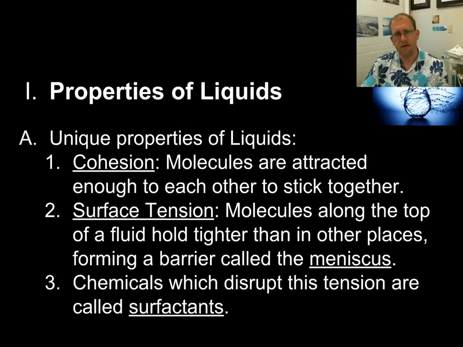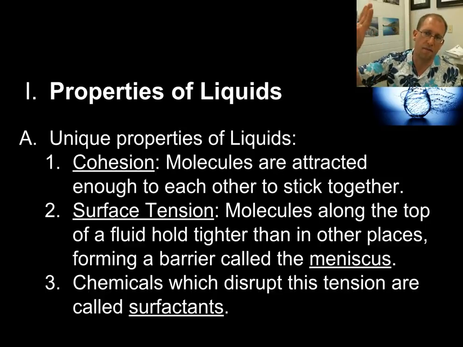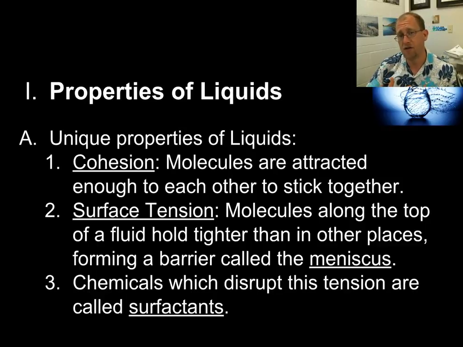Surface tension: because the molecules like to cohere, because they like to stick to each other, when they're at the edge of their fluid and they're interacting with the air above, they tend to hold tighter to each other at the surface of the fluid than they hold to each other in the body of the fluid. And so molecules along the top hold tighter than in other places, and that forms a layer, kind of like a skin of the liquid, called a meniscus. Now the meniscus is just the same molecules as the liquid, but they're holding tighter to each other there, and they actually form a bit of a barrier. Okay, so that's the meniscus.